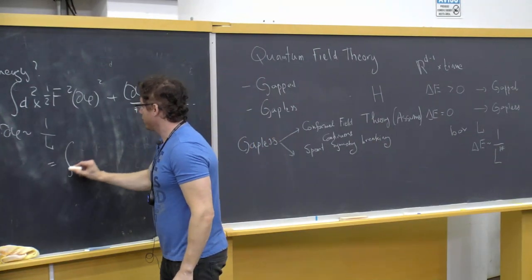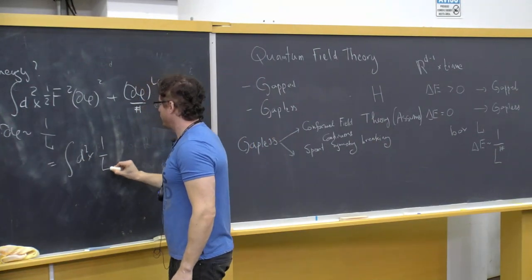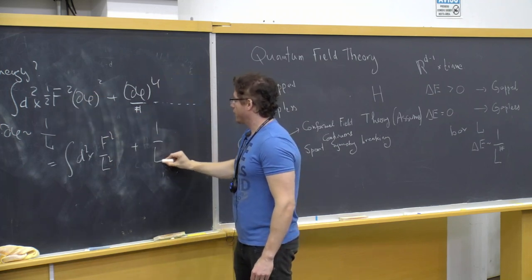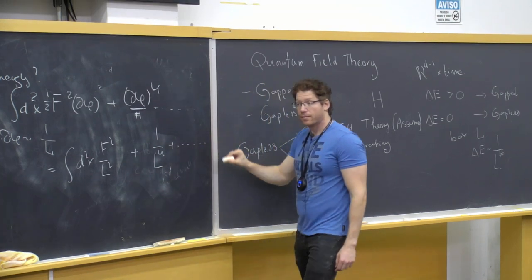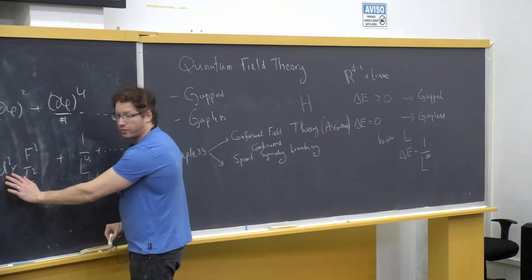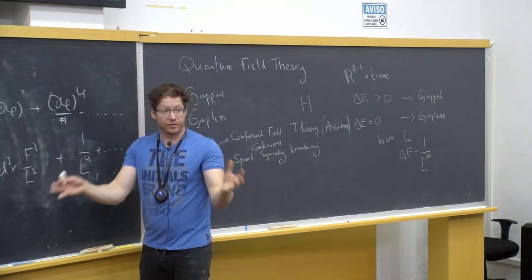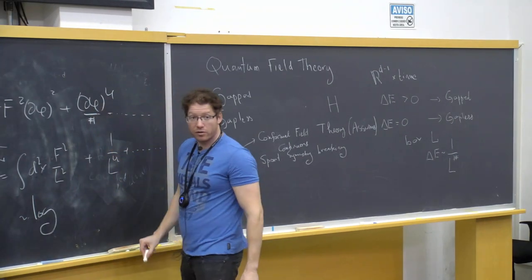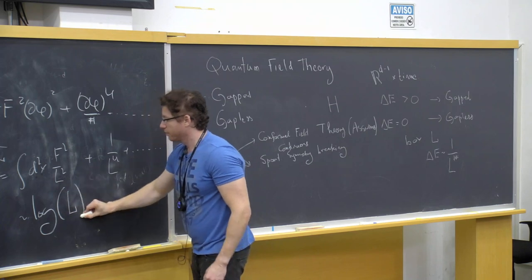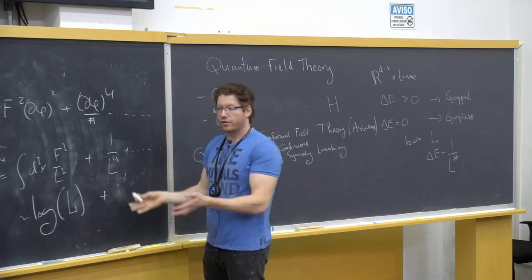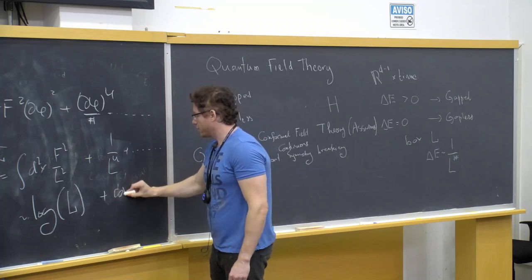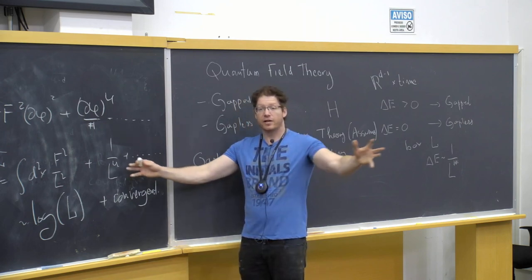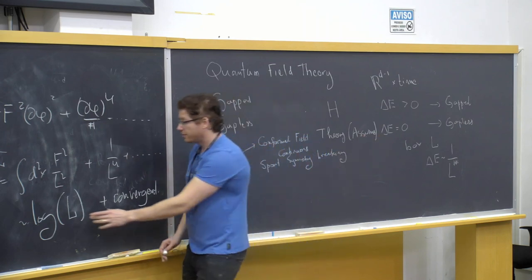And therefore, this is going to be d²x, 1 over L squared, times f squared from the first piece. And then there will be something like 1 over L to the 4, and so on. Now, this is an integral over all of space, so it is of order L squared. So we see that there is a log. The first piece gives the log of the distance, and the other pieces are completely convergent. So this is the contribution to the energy of this vortex from very long distances. We see that it's divergent logarithmically.